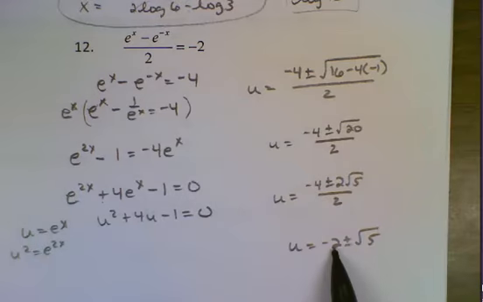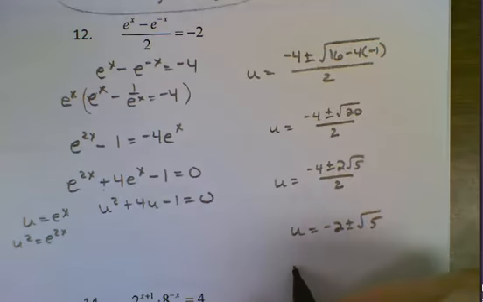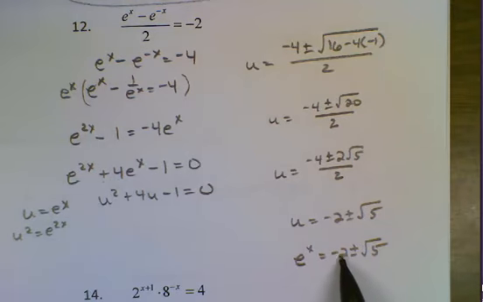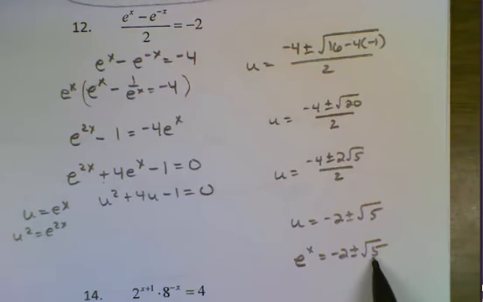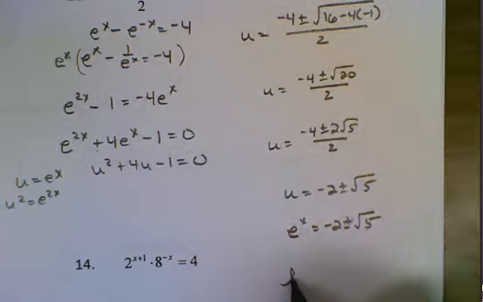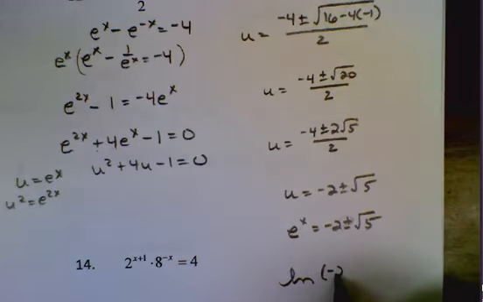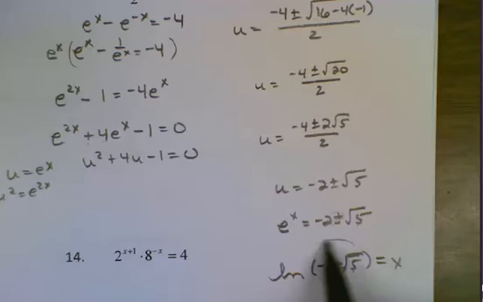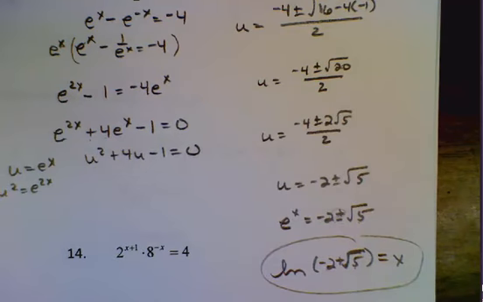But remember, I don't care about u, I need x. So u, e to the x, is equal to negative 2 plus or minus square root of 5. e to the x cannot equal a negative, so negative 2 minus radical 5 is not going to work. So I only have to worry about the plus. And so then if it's an exponential, I put it in log form. So log base e, natural log of negative 2 plus the square root of 5. And since square root of 5 is bigger than 2, that will be a positive answer. That equals x. So natural log of negative 2 plus square root of 5 is equal to x.